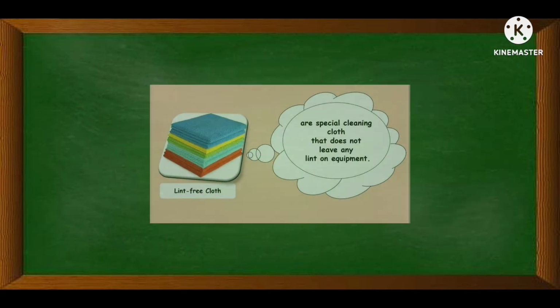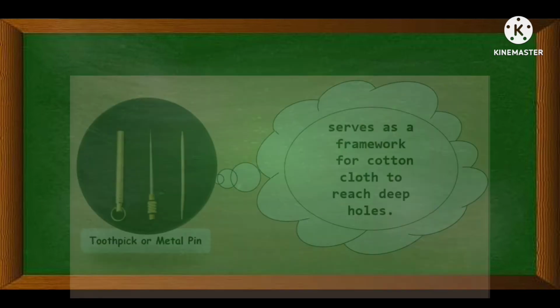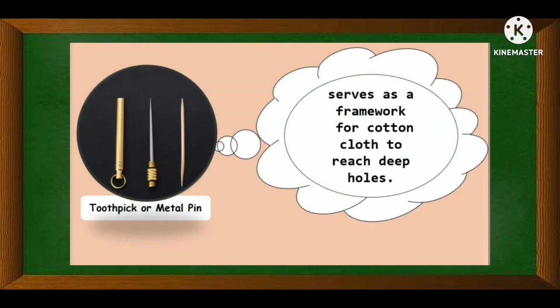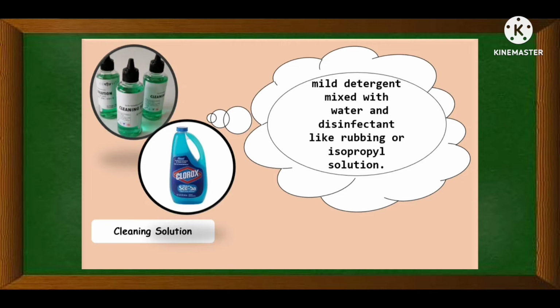We also have lint-free cloth. These are special cleaning cloths that do not leave any lint on equipment. And we also have toothpick or metal pin. It serves as a framework for cotton cloth to reach deep holes and tools. And lastly, we have the cleaning solution. It is a mild detergent mixed with water and a disinfectant like rubbing or isopropyl solution.